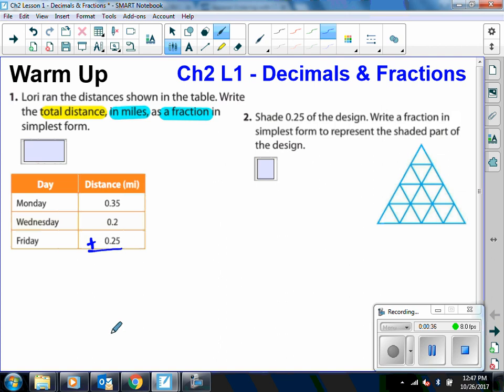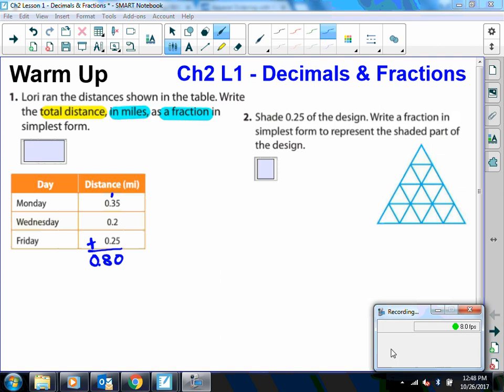0.80. So if I want to write this as a fraction, 0.80, if I read that correctly, is 80 hundredths, right? So 80 hundredths, right? So if I want to write that as a fraction, we're going to write 80 over 100. Okay? So now we can simplify.